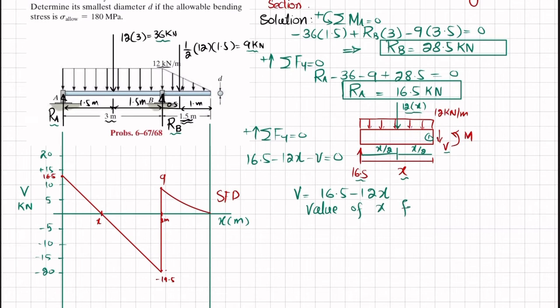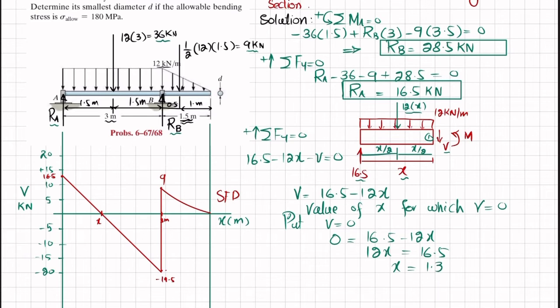Okay, now we are going to find the value of x for which shear force is equal to 0. So put V is equal to 0. So 0 is equal to 16.5 minus 12x, and 12x is equal to 16.5. So x will be equal to 1.375 meter. Clear? So this is the length at which x is equal to 1.375 meter, at which we have shear force equal to 0.